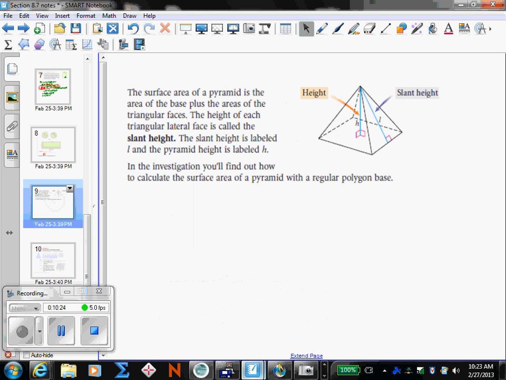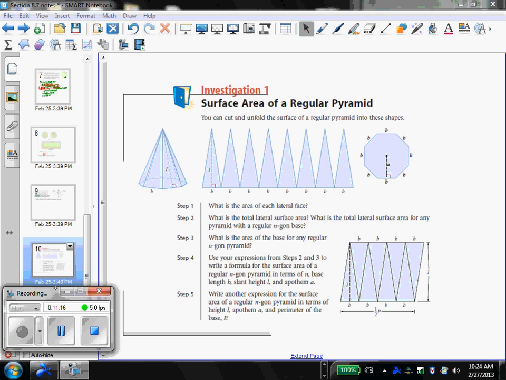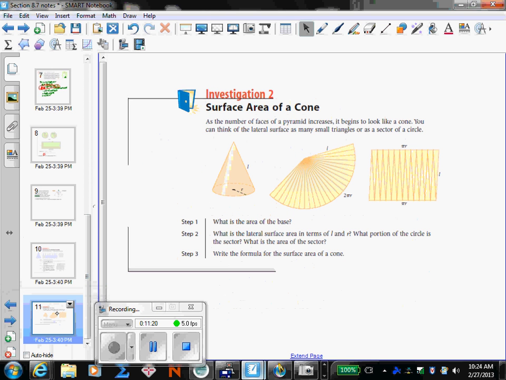Okay, so now we're going to look at a pyramid. We need to talk about the slant height, which I referred to in the formula. So the slant height is from the peak of the pyramid to the midpoint of the side, and that is called the slant height. Okay? So make sure you know what the slant height is. Okay, so there's an example, an investigation there, surface area of a regular pyramid, if you'd like to look at that. There's a cone.